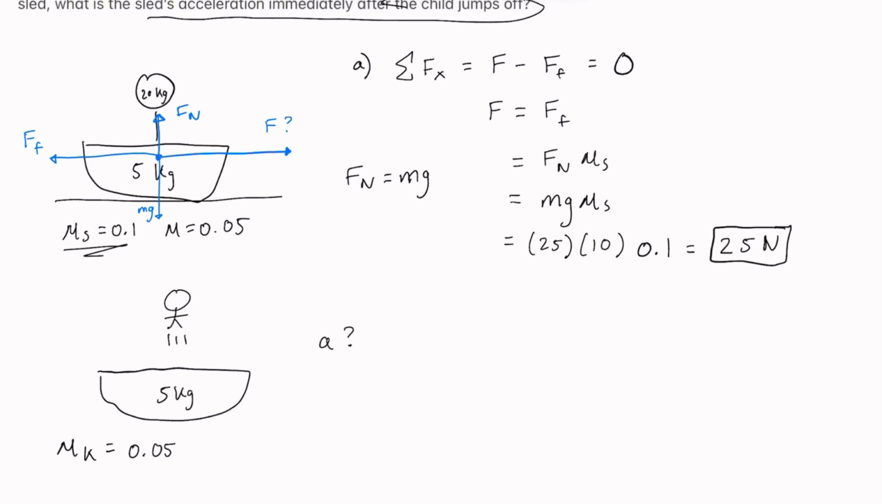Let's draw our free body diagram. This time, we don't have to worry about the kid, as he is not in the sled. So we have the mg of the sled, the same force from part A pulling it, some force of friction opposing the motion, and then Fn from the ground.